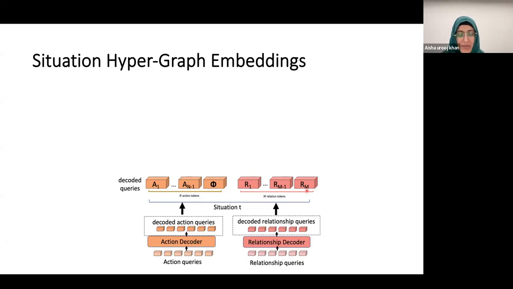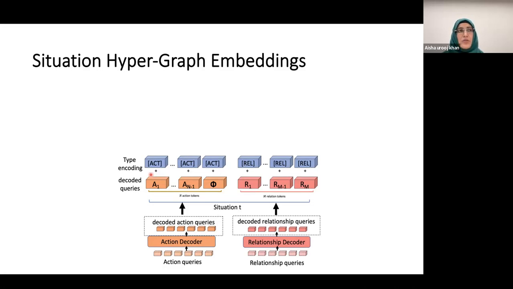But here, let's say we have M relationships. Now the information we add with these decoded queries is as follows. First thing we add is the type encoding, because now we want to tell which tokens belong to the action and which tokens belong to relationships. So we have a type encoding, simply "act" for actions, and then this special token will be added for relations, so that the system can distinguish between them.